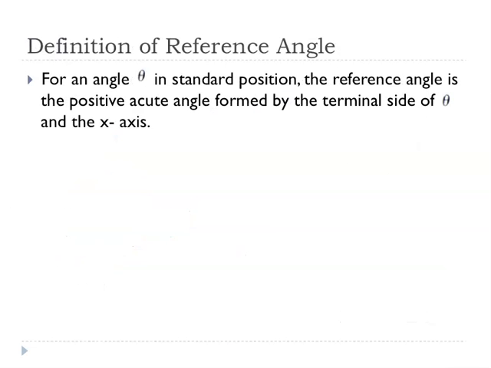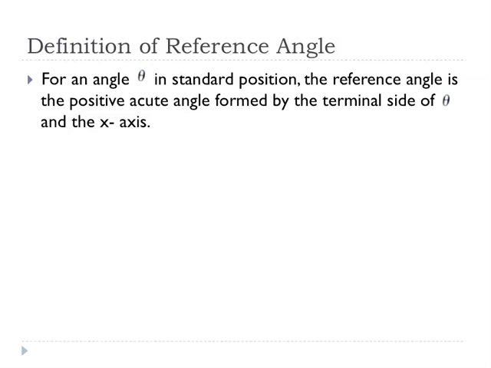Okay, so for an angle theta in standard position, the reference angle is the positive acute angle formed by the terminal side of theta and the x-axis. So you take the terminal side of your angle and you find the closest x-axis. Wherever that is, either the positive x-axis or the negative x-axis, whichever one is closer, the angle measure that's formed there is what we call the reference angle. It's an acute angle, and it's always going to be positive, so we're never going to deal with negative angle measures here.